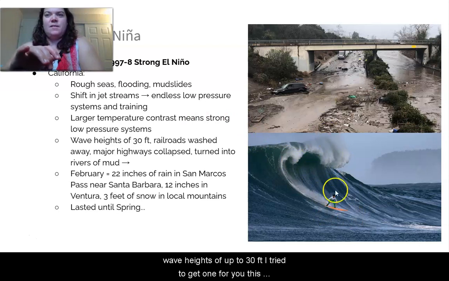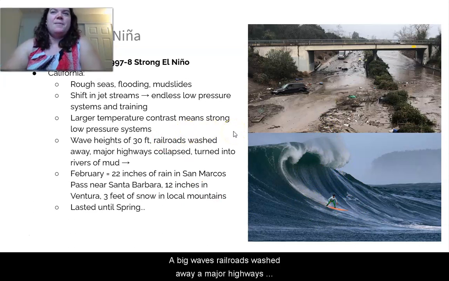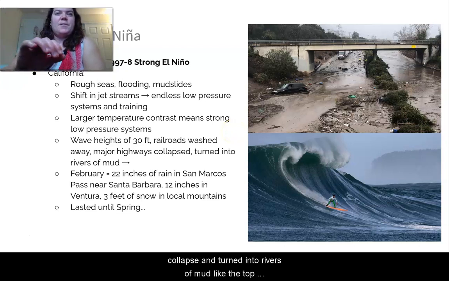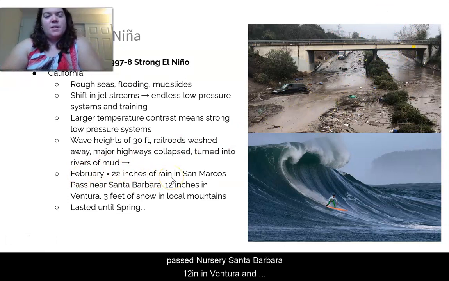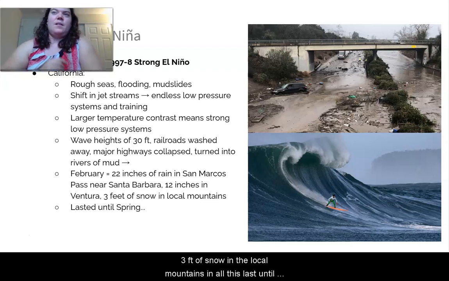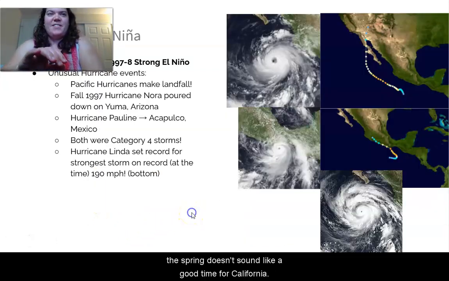I tried to get one for you. This one said it was 30 feet. I'm not totally sure that's accurate, but you get the idea. Big waves. Railroads washed away. Major highways collapsed and turned into rivers of mud, like the top picture. In February, 22 inches of rain fell in San Marcos Pass near Santa Barbara, 12 inches in Ventura, and 3 feet of snow in the local mountains. And all of this lasted until the spring. Doesn't sound like a good time for California.